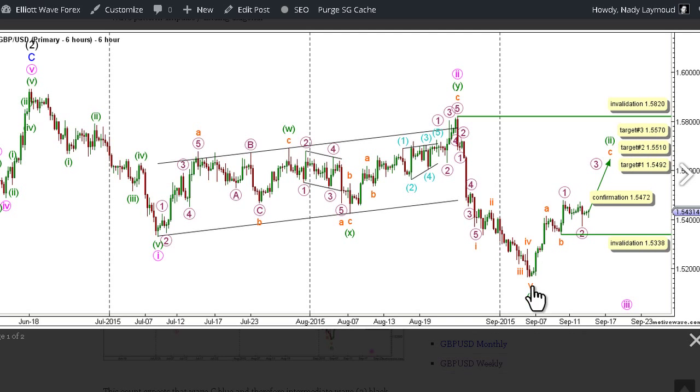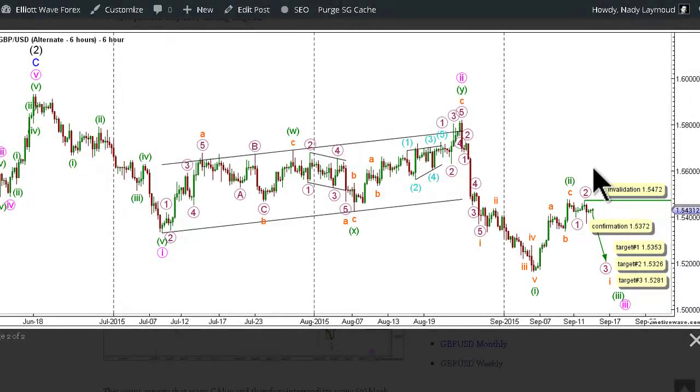This count would be invalidated by movement above 1.5820, as wave 2 green may not retrace more than 100% the length of wave 1 green. As well, this count would be invalidated by movement below 1.5338, as wave 2 purple within wave C orange may not retrace more than 100% the length of wave 1 purple. It should be noted that the invalidation point will be moved to the end of wave 2 purple once we have confirmation on the 6-hour chart that wave 3 purple is unfolding through the upside.